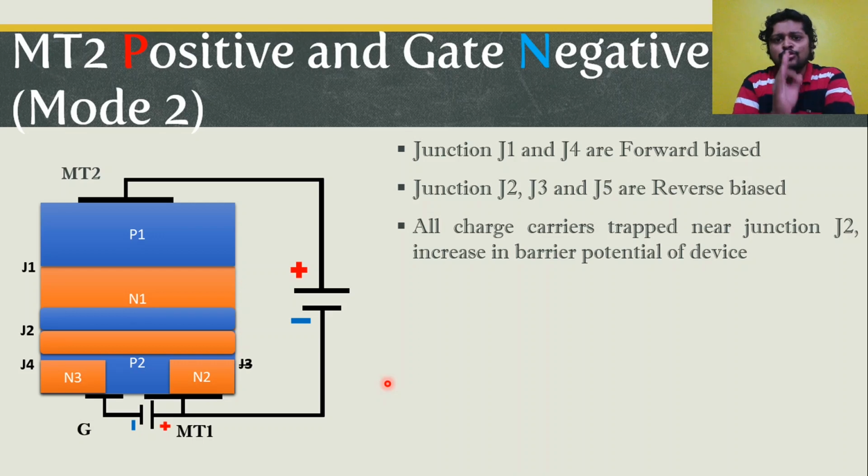But again there will be a minute current due to the minority charge carriers, called the leakage current, that will flow through the device. Again it will be a saturation current which will have a constant value, but the device is said to be in the off condition.